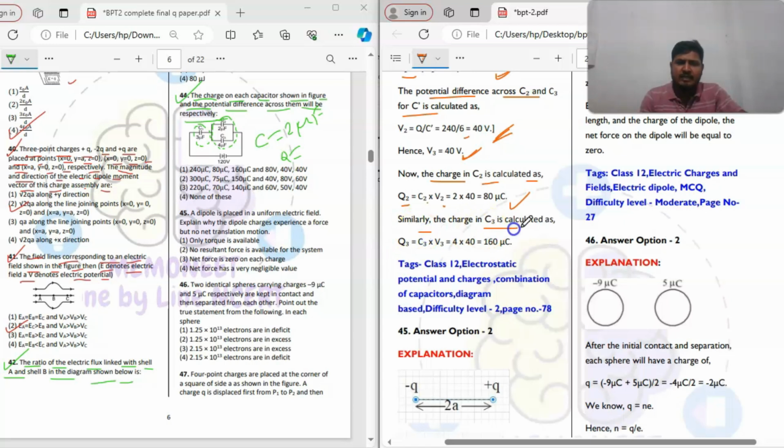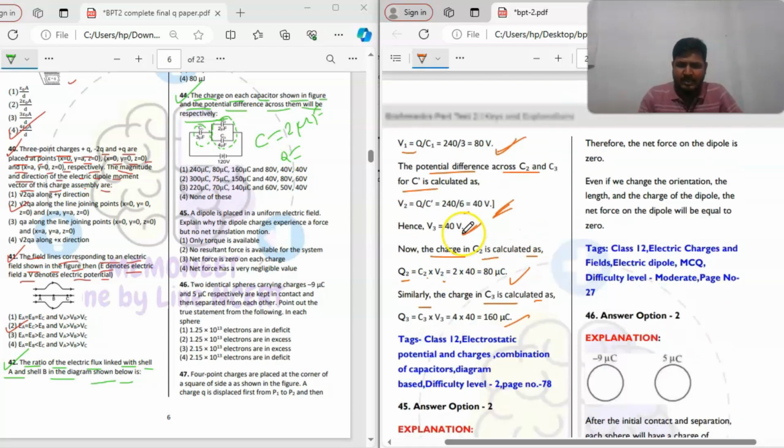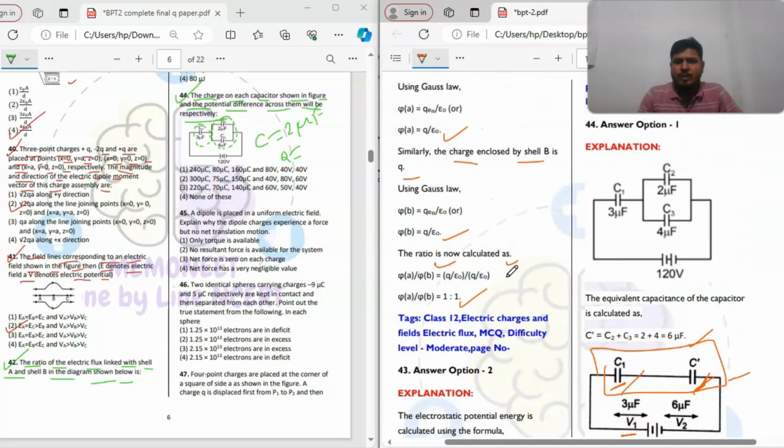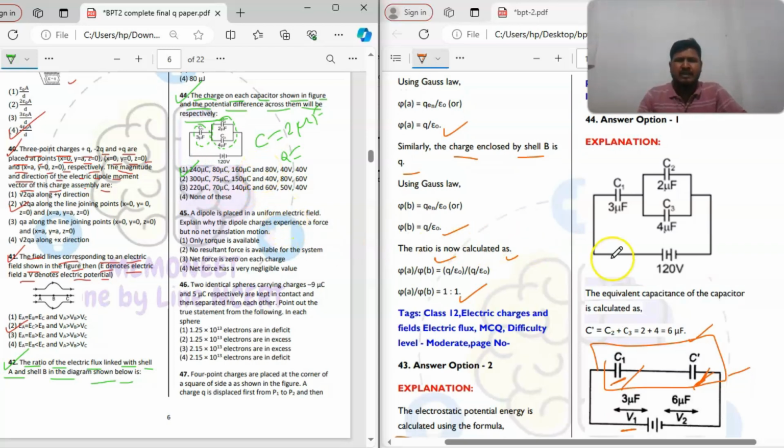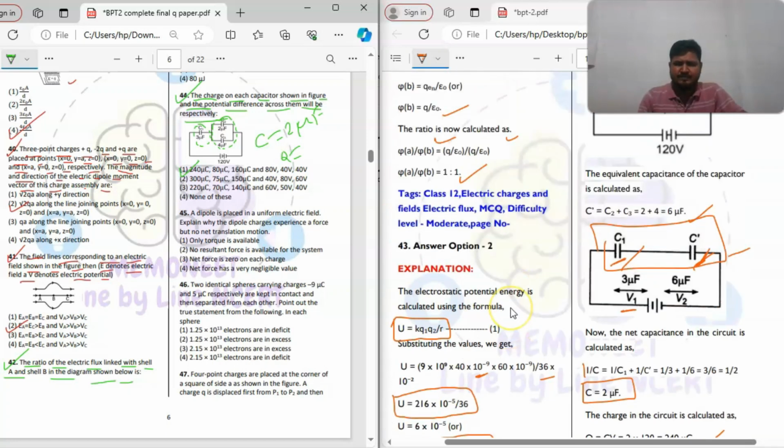And similarly the charge in C3 is C3 V3, which is 4 into 40, that is 160 microcoulomb charge. So please tell me which option is the correct option? Our first option is the correct option, right? Okay, these are very simple, that is series and parallel combinations, right?